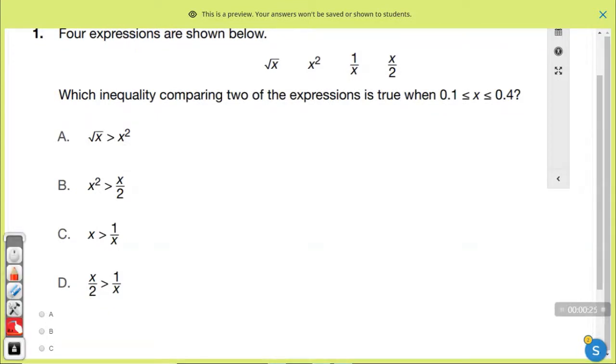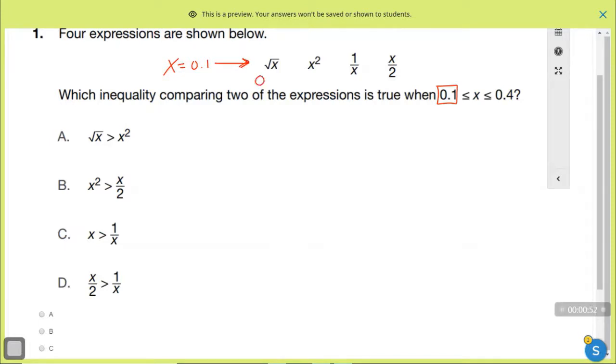Four expressions are shown below. Which inequality comparing two of the expressions is true when 0.1 is less than or equal to x, which is less than 0.4? All right, that means that x can be any value that is equal to or greater than 0.1 or less than or equal to 0.4. I'm going to just pick 0.1 as my value for x. So x equals 0.1, and I am going to substitute that into each of these expressions.